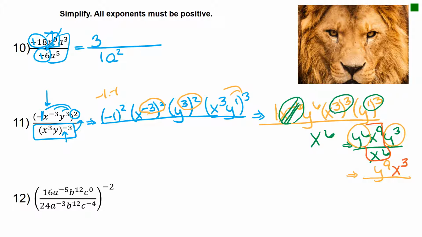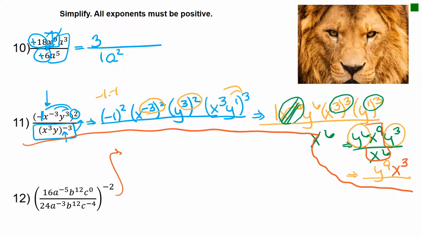On number 12, I'm going to move up here. So messy. I'm going to clean up first. So I'm going to do this. I'm just going to leave that negative 2. I'm going to keep the 16. I'm moving the a to the 5th, because it's negative, to the bottom. So it's gone. I'm going to keep the b to the 12th.